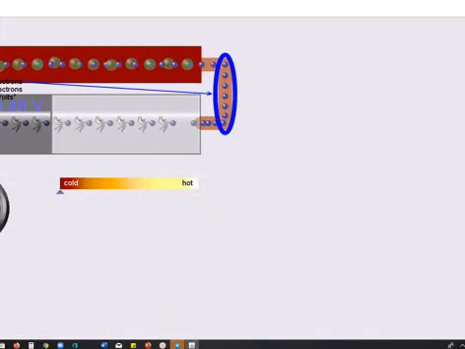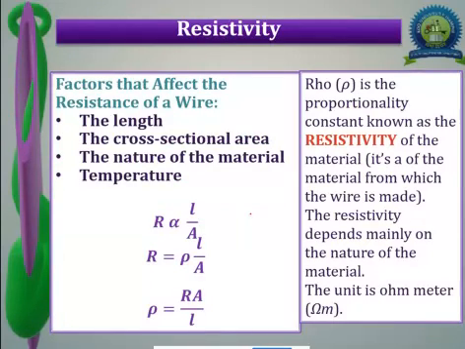Now, let's look at resistivity very quickly. Usually the resistance of a wire is affected by several factors. Of importance are the following. Several factors affect the resistance of a wire, the opposition a wire will offer to the flow of current when you apply potential. Several factors affect them, but the important ones are the ones I'm going to talk about.